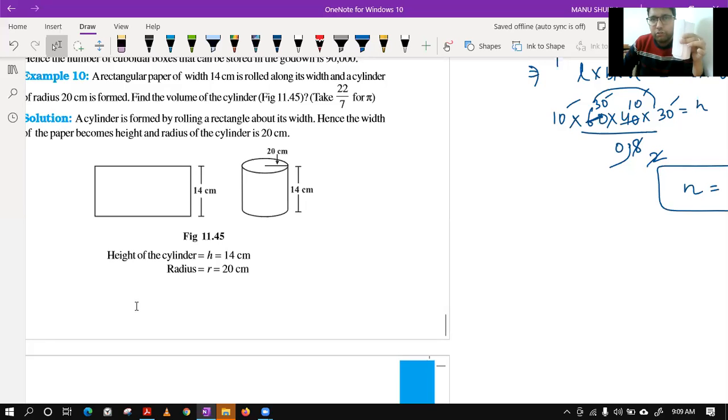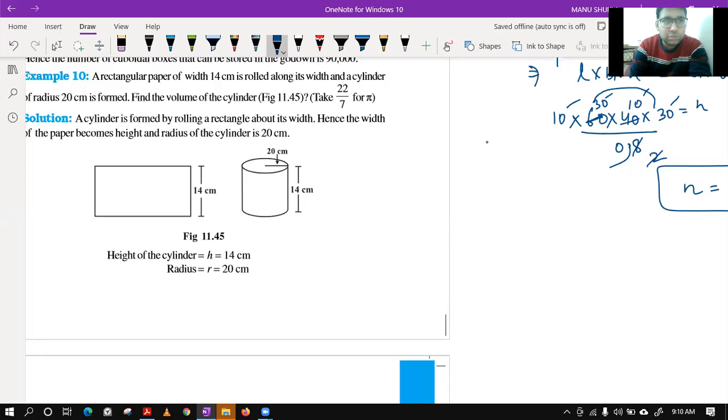You have to observe which thing is not changed in the cylinder. If this was the rectangle, this was the width, this was the length, so the width became what? Width became the height of the new cylinder, and the length became rolled like this. It became the circumference, that is 2 pi r.